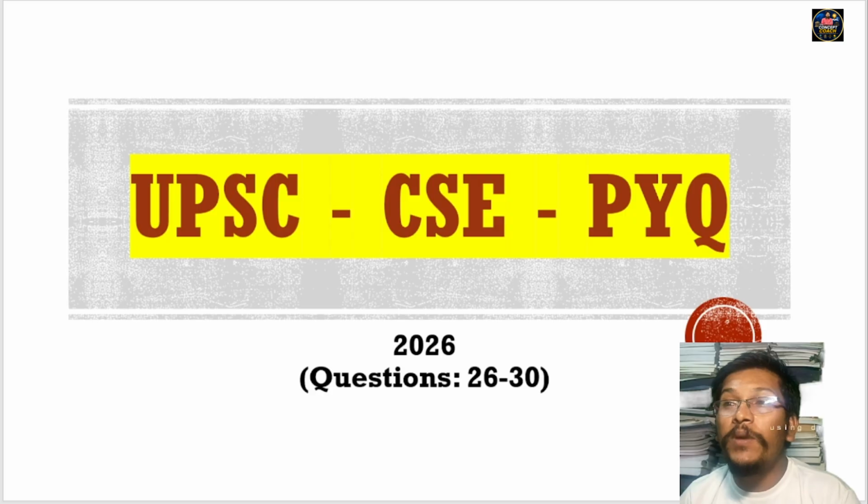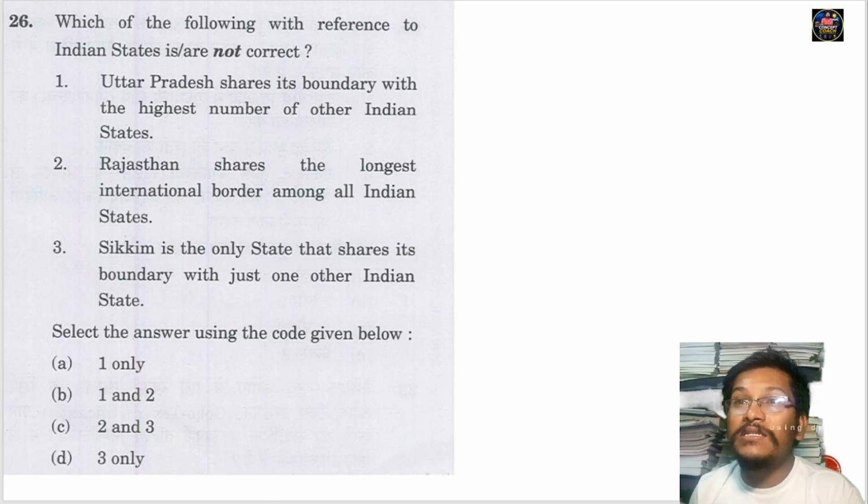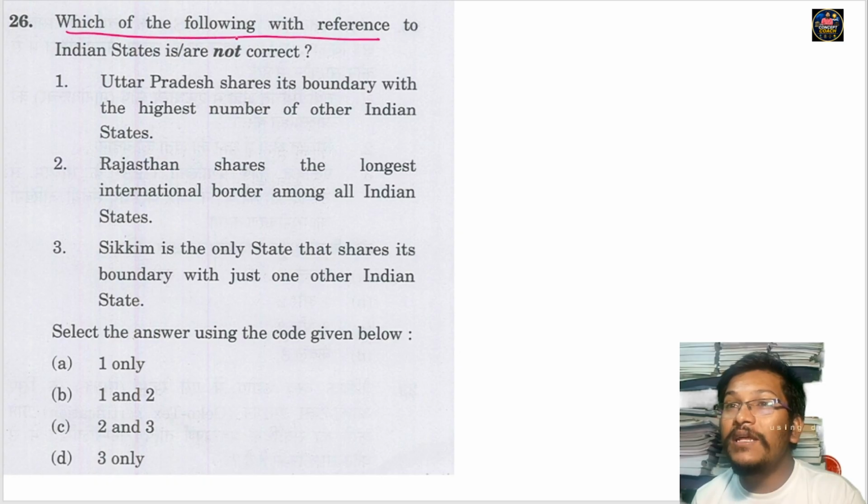As part of the UPSC CSE previous year question paper analysis, today we will discuss questions 26 to 30 from the 2026 paper Set A. Let us start with the 26th question. Here the question is asking which of the following statements with reference to Indian states are not correct. We have to find the incorrect statements among these three given statements.